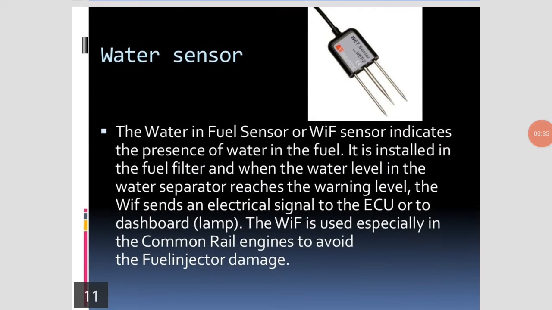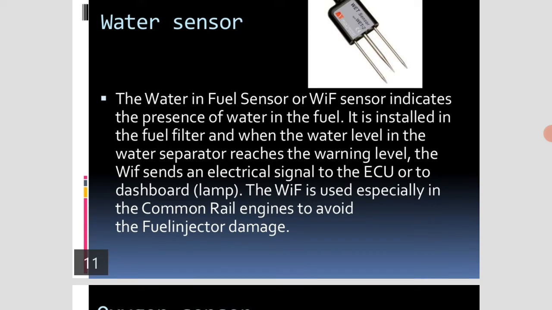Water sensor. The water in fuel sensor, or WIF sensor, indicates the presence of water in the fuel. It is installed in the fuel filter, and when the water level in the water separator reaches the warning level, the water sensor sends an electrical signal to the ECU or to the dashboard lamp. The WIF sensor is used especially in common rail engines to avoid fuel injector damage.